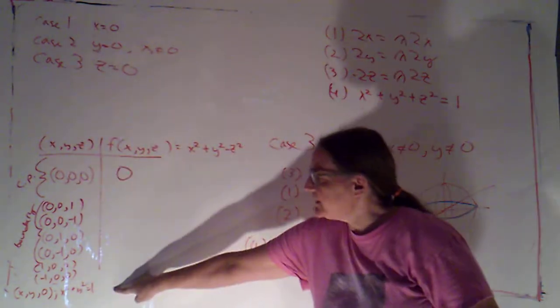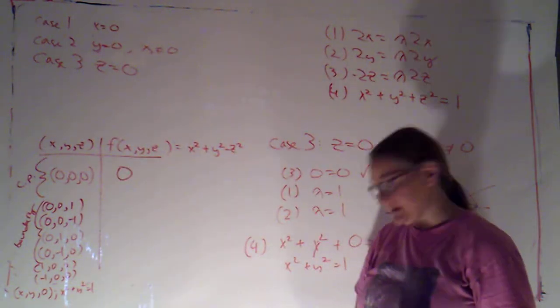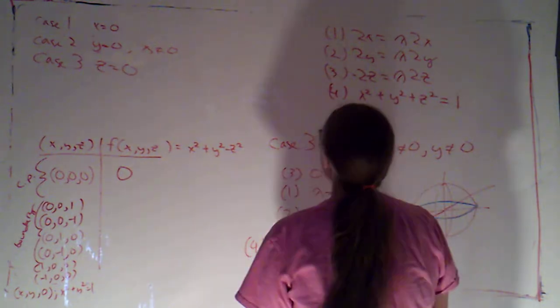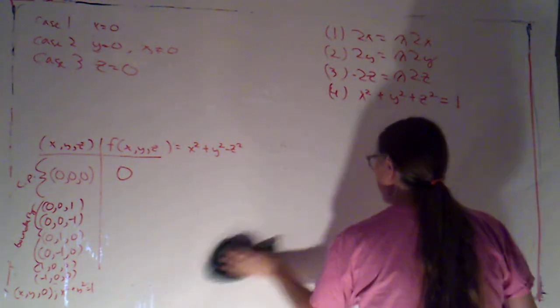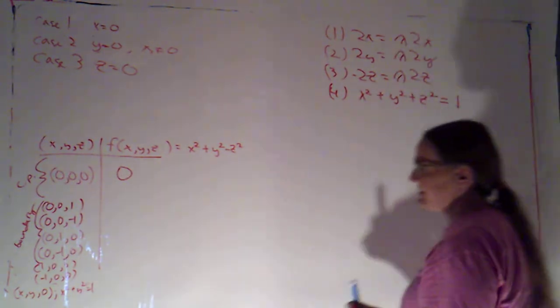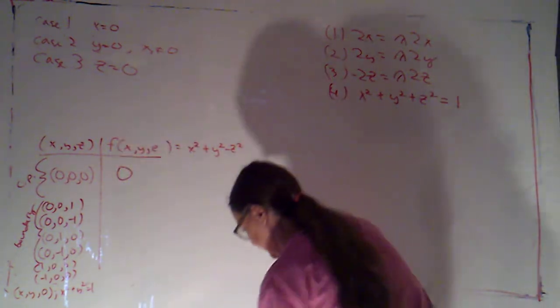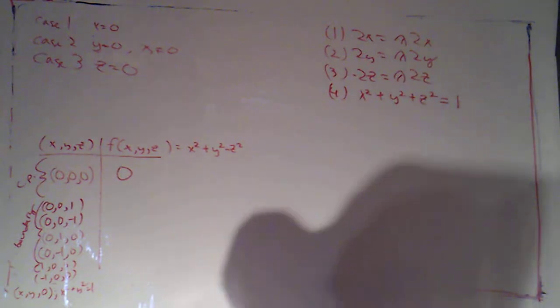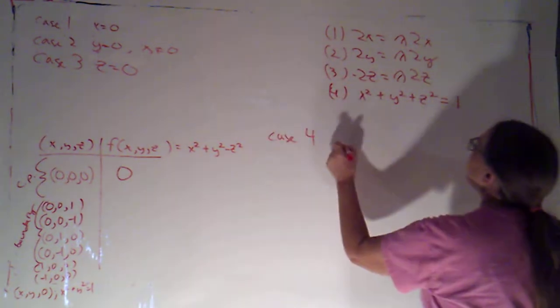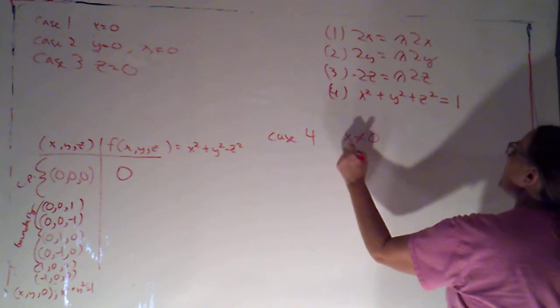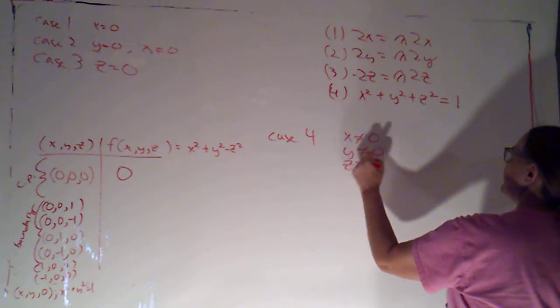That led to all infinitely many of these points. So, like I said, sometimes these cases don't lead to any new points. In this case, we've got a whole bunch of points here. Okay, let's look at case 4. Case 4: x isn't 0, y isn't 0, z isn't 0.